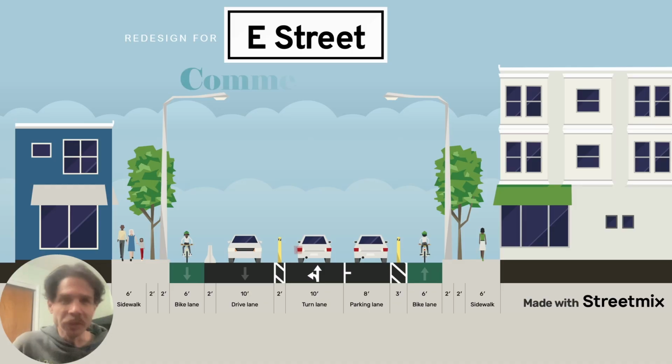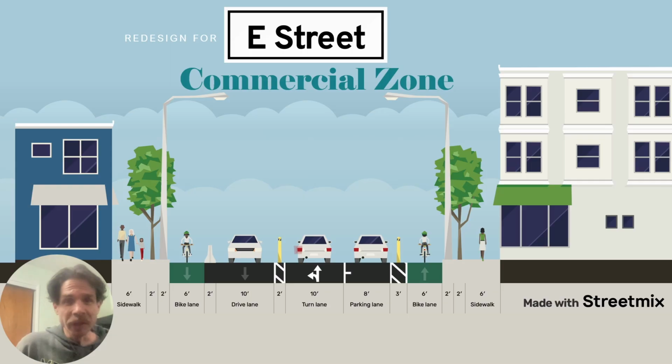This is the future vision for E Street, using a complete street approach, with plenty of lighting for your safety, wider sidewalks so a wheelchair and a person can fit at the same time, a turn lane for each direction, and bike lanes with either vertical bollards or barriers to separate the autos.